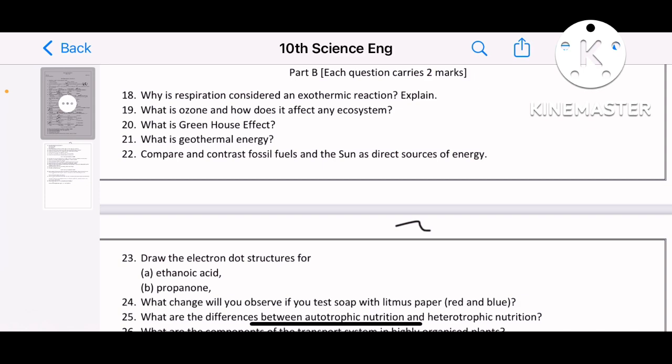Second question here, question number 19, sorry. What is ozone? How does it affect an ecosystem? Ozone is a molecule formed by 3 atoms of oxygen in the presence of UV rays. The oxygen is essential for all aerobic forms of life, but ozone is a deadly poisonous gas. Ozone performs important functions at the higher levels of atmosphere. Ozone absorbs the ultraviolet radiations from the sun. Thus, it protects the living organisms on the earth.